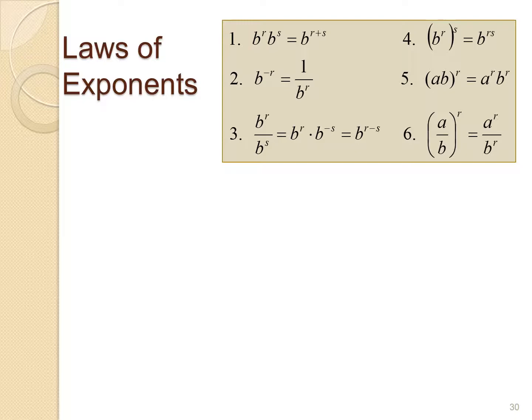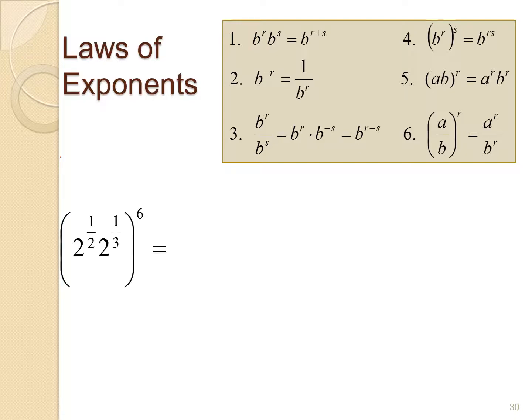Whenever you have something inside of a parenthesis that is raised to a power, you have to raise each term. Even if there was a 3 out in front of this, it would be 3 to the r, a to the r, and b to the r. And the same thing works when you're dividing. Whenever it's a parenthesis and it's raised to a power, every term inside. So it becomes a to the r divided by b to the r.